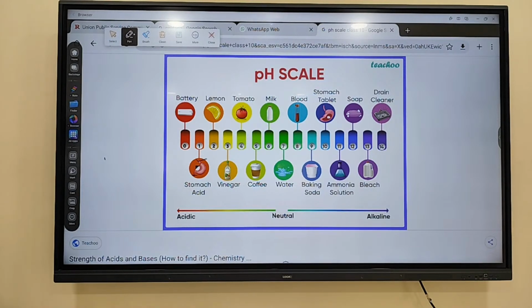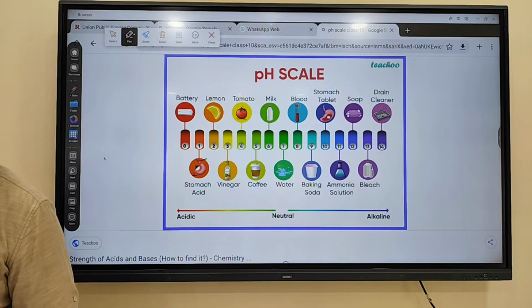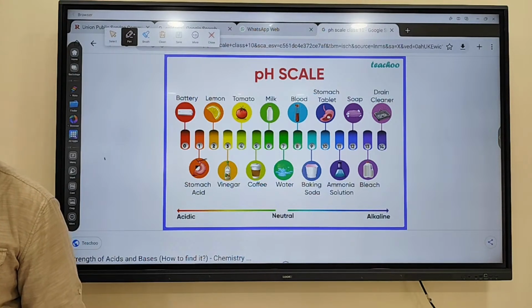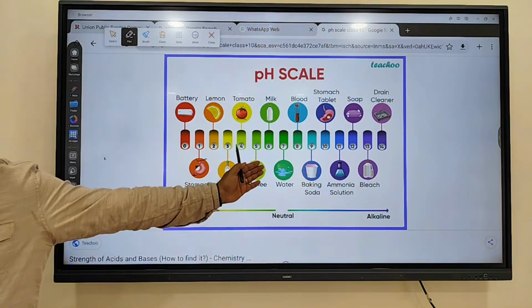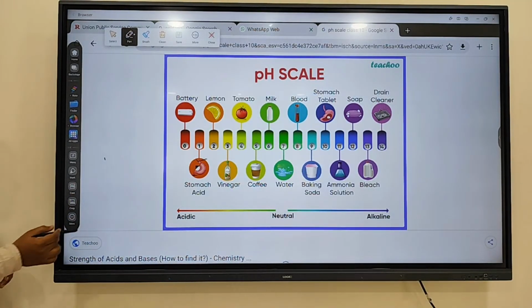In one examination, they have given many acids. Option A, stomach acid. Option B, lemon. Option C, citric acid. Option D, coffee, etc. They have given the options and asked to arrange them in increasing order of pH value, or in decreasing order of pH value. We should know the basic examples of acids and bases. Okay, let us see the first one.